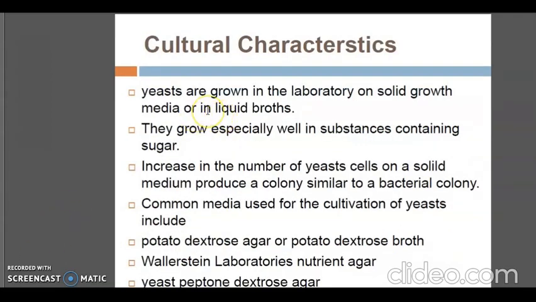Yeast can be grown in the laboratory on solid growth media or in liquid broths. They grow especially well in substances containing sugar. An increase in the number of yeast cells on a solid medium produces a colony similar to a bacterial colony. The common media used for the cultivation of yeast include potato dextrose agar or potato dextrose broth, Wallerstein Laboratories nutrient agar, and yeast peptone dextrose agar.